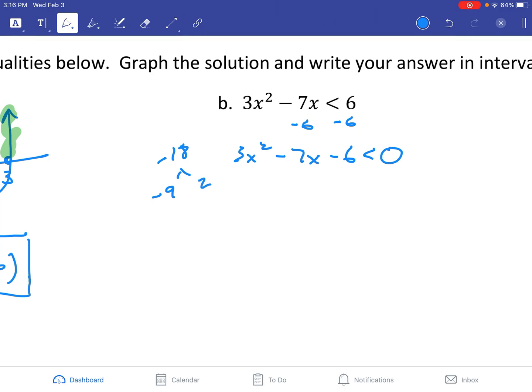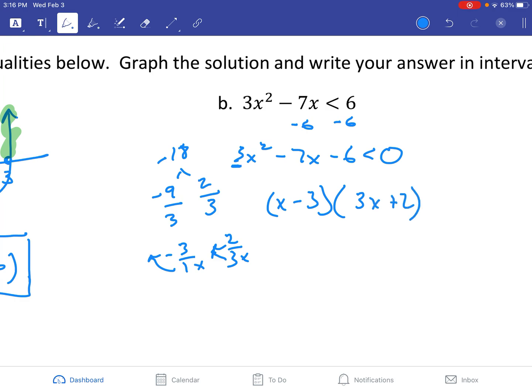Now we're going to take our first coefficient in front of the x squared, which is a 3, and use that as our denominator, and then reduce. So we get negative 3 over 1 and 2 over 3. Put x's in the bottoms and bring those parts to the top. So we have x minus 3 and 3x plus 2. Those are our factors. If we take those factors, set them equal to 0, and solve for x, we get x is equal to 3 and x is equal to negative 2 over 3.